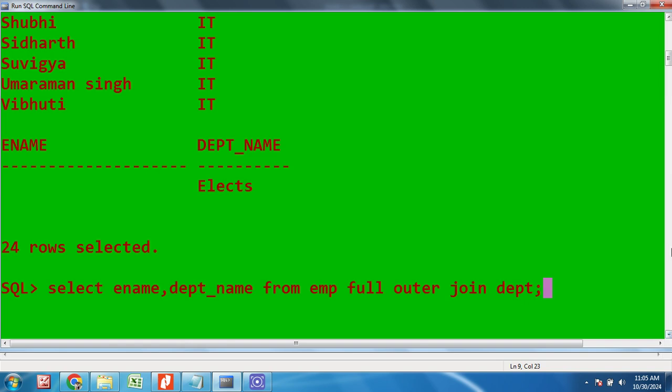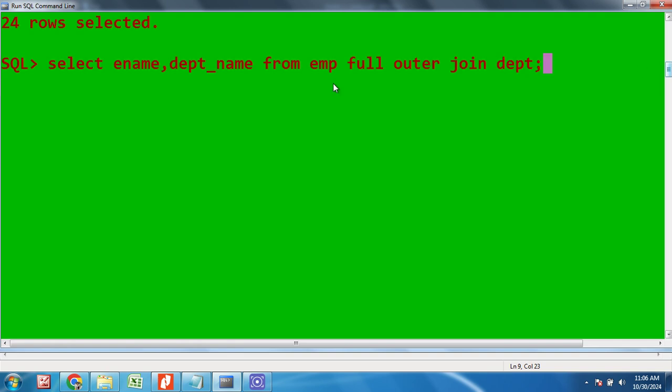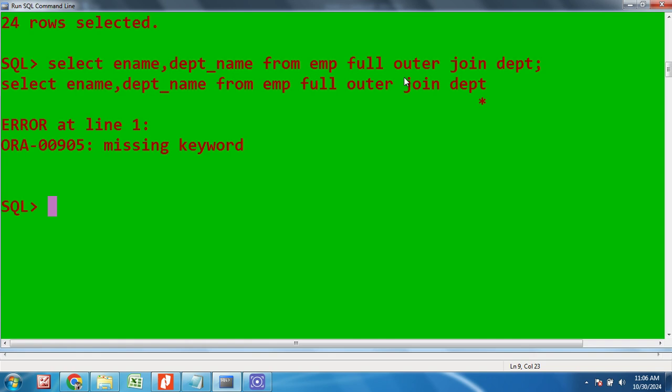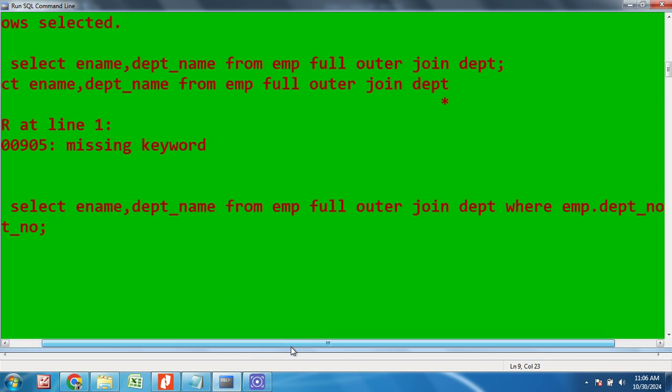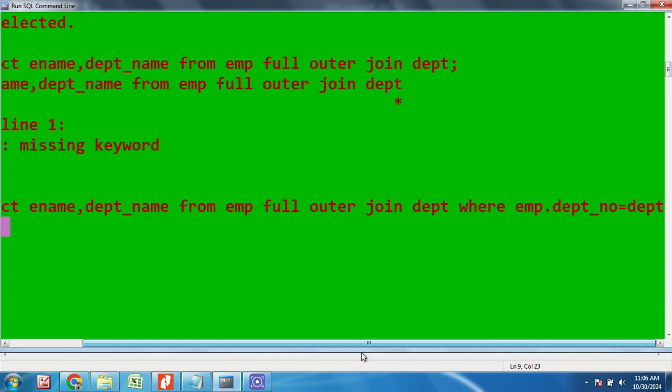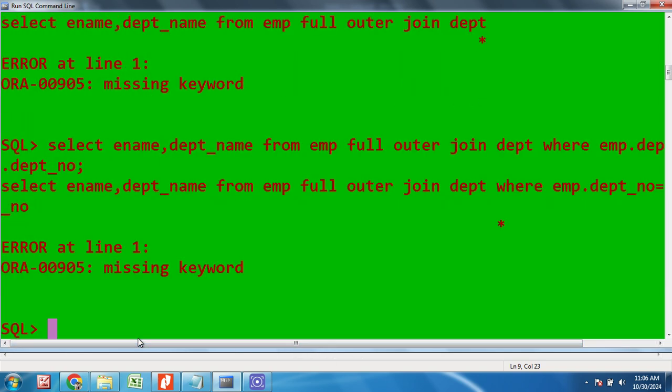So every one of us must know the answer. Can we write full outer join like this? Select ename, dept name from emp full outer join dept. So we cannot write like this; it is showing me a missing keyword. So can we write like this? Select ename, dept name from emp full outer join dept where emp.department number equals dept.department number. Again it is showing me a missing keyword.